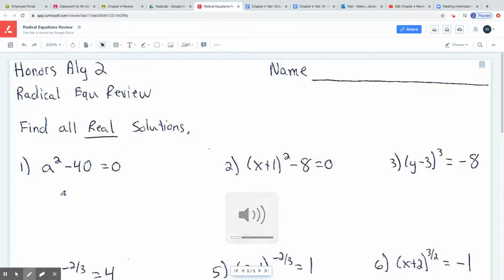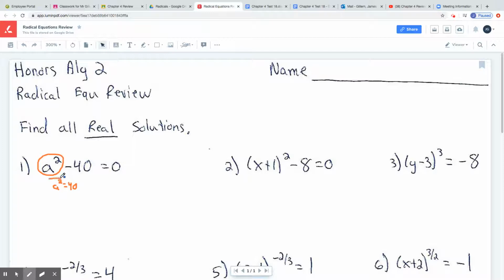All right, so let's go over the answers to the review and how to do each of them. For number one, a squared minus 40. If you have one with a power like this, you want to get whatever's being raised to that power by itself, whether it's just a variable or, like number two, something in parentheses. So just bring over the 40: a squared equals 40.